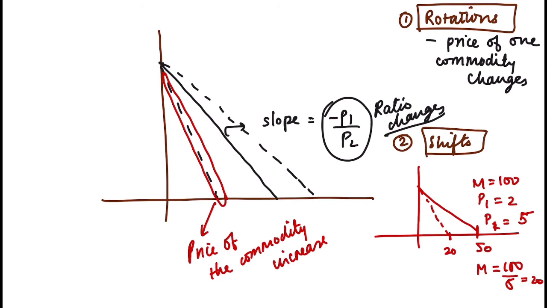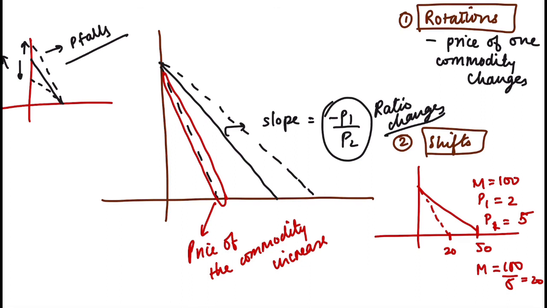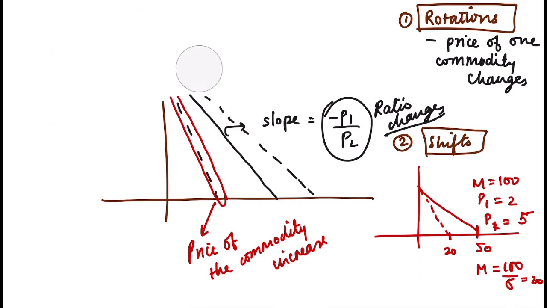And that is true for the good on the y-axis as well. So how the way it will look like would be something like this. If this is the initial line, it shifts inwards when price increases and shifts outwards when price falls. Okay, so this is the concept of rotations. Now, what happens in shifts?